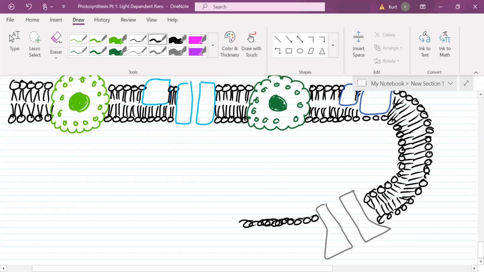I'm just going to fudge the end of this because I don't want to spend a whole bunch of time drawing a bunch of individual circles. You can do the same.